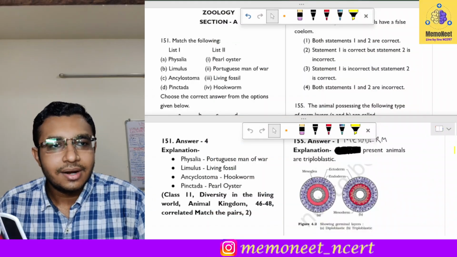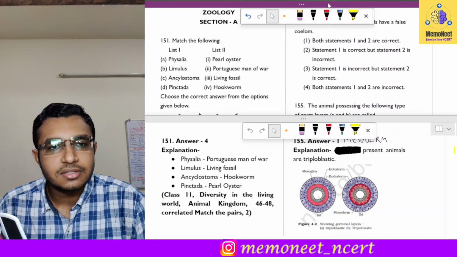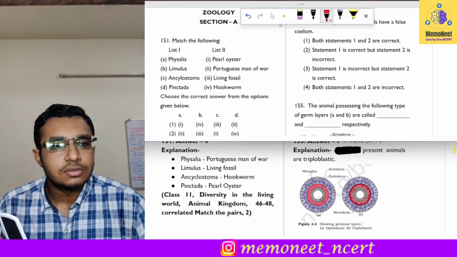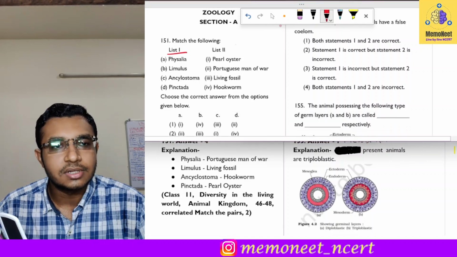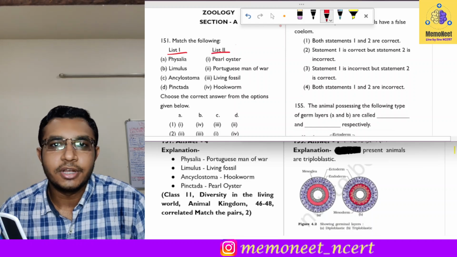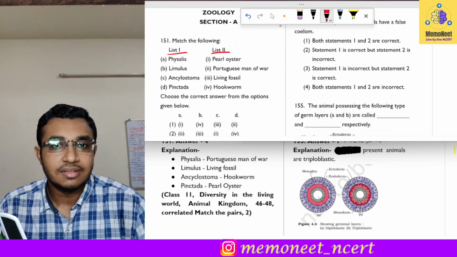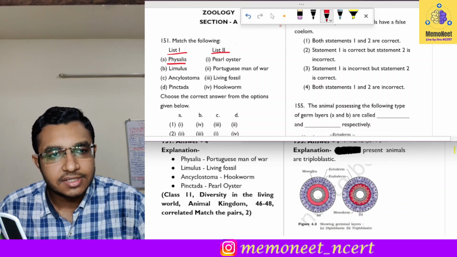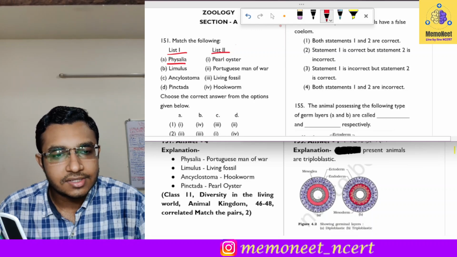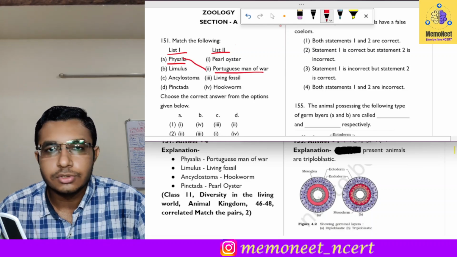So we will be starting with question number 151, and it is a match the following type of question. In list 1 there are some scientific names of organisms given, and in list 2 there are the common names of organisms given. So we have to match them correctly. Let us see one by one. The first one is Physalia. Now the other name of Physalia is the Portuguese man of war. So A goes with 2.